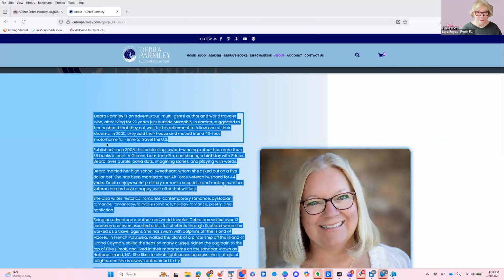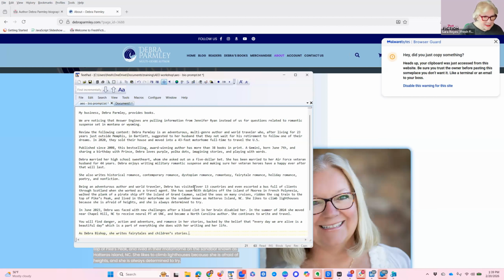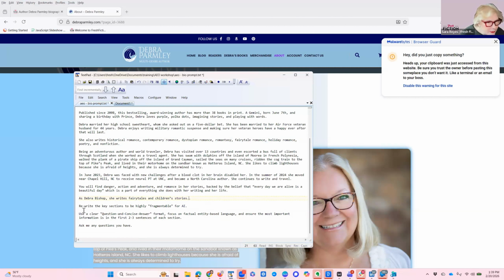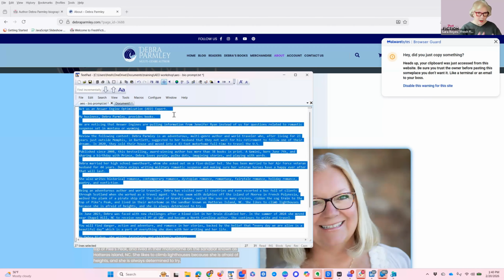Okay, so just copy it. And we just put it right there in the prompt. Makes the prompt a lot bigger. Okay, rewrite the key sections to be highly fragmentable. Write it consistent so I don't have to change anything else. Ask me any questions. So I've got this and I'm going to just copy this whole prompt.